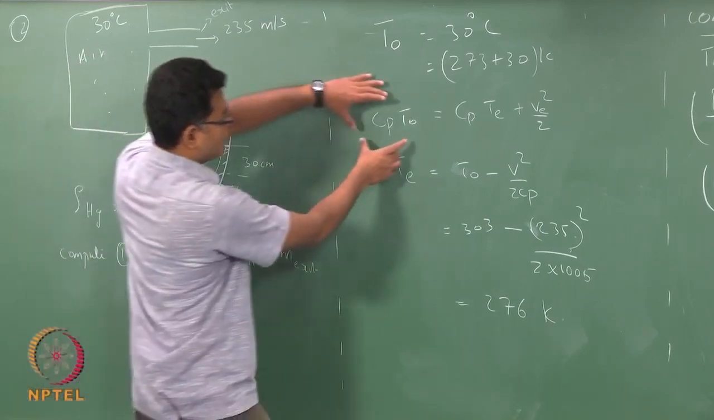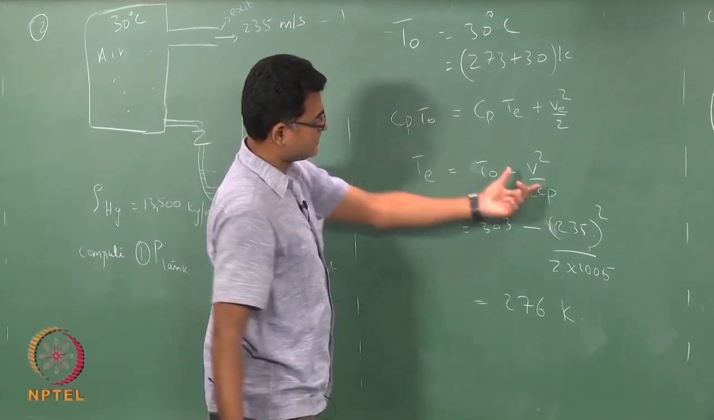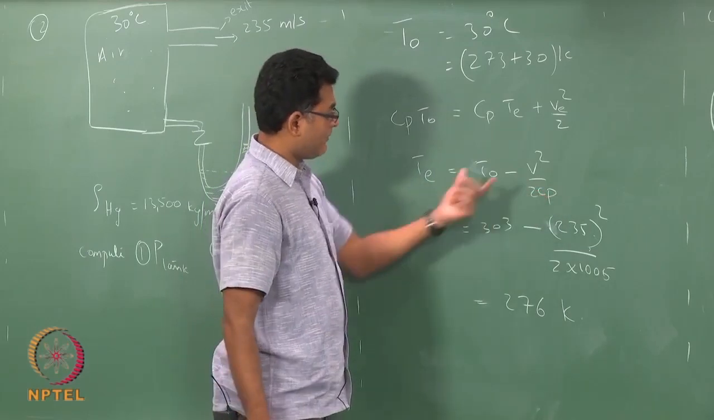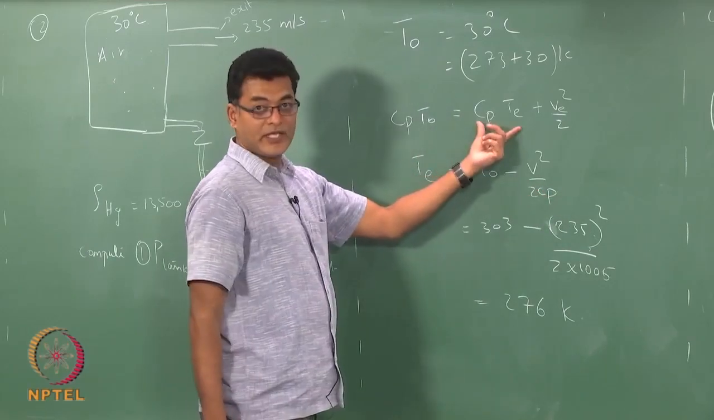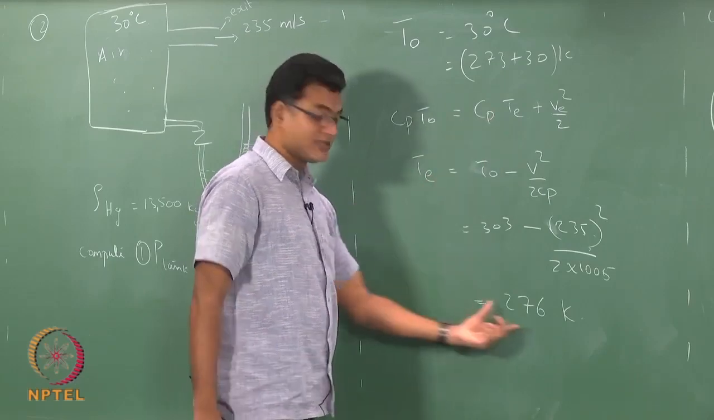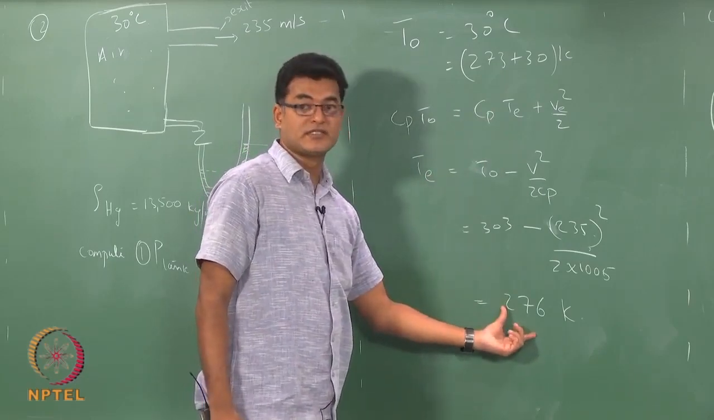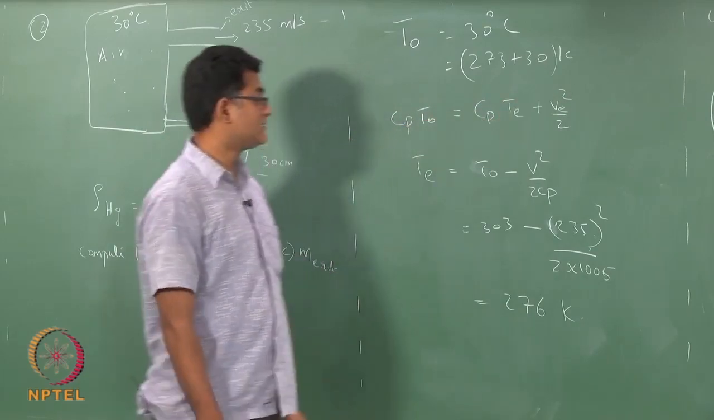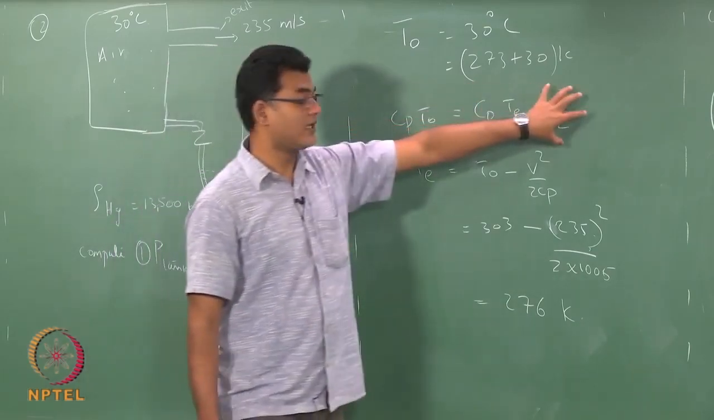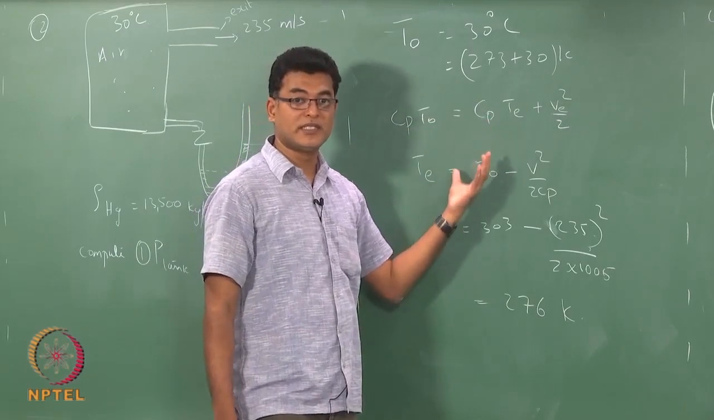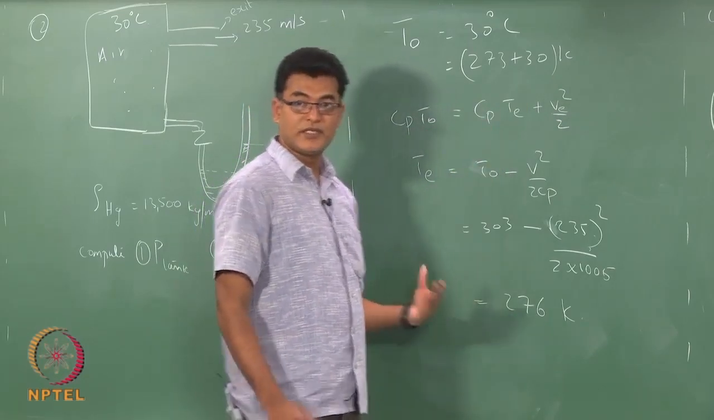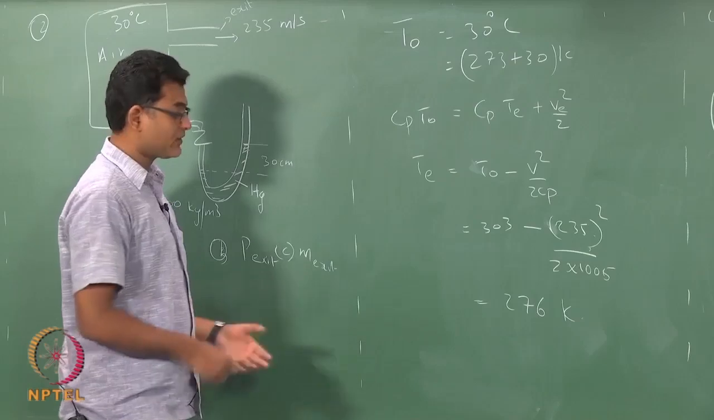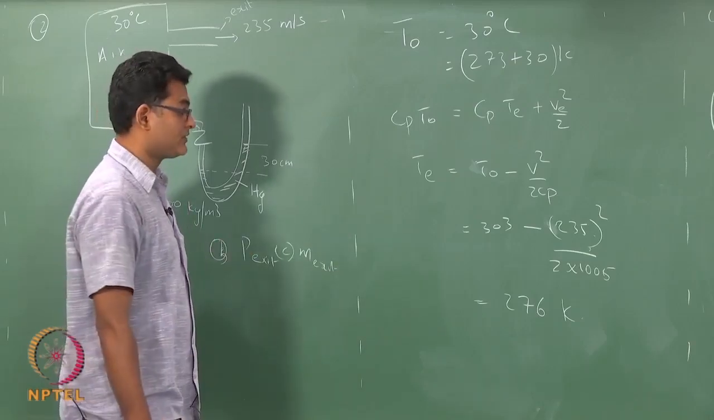So, this enthalpy is used to generate this particular kinetic energy. While doing that, the enthalpy of the air has reduced, which means the temperature has reduced to 276. That is the meaning. So, it is a balance of energy. This energy is converted to kinetic energy, some heat content is lost. So, you get a reduced temperature. So, it is an expansion process where the temperature is reducing.